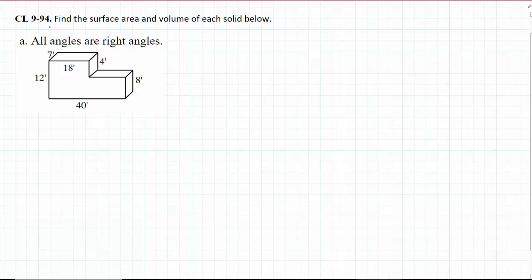Okay, for 9-94, we need to find the surface area and volume of each solid below. I'm going to do it in two videos. The first one's going to be for part A. We're told that all the angles are right angles. So let's actually start with volume.